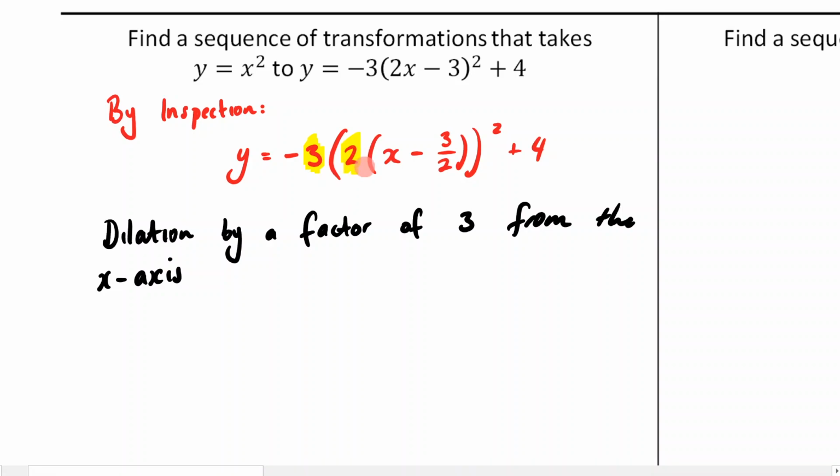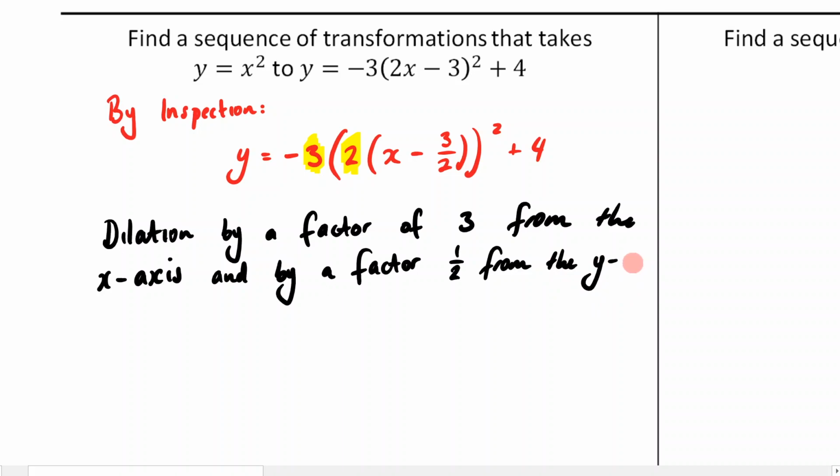And then what other dilations do we have happening here? Well, we have this 2. Now we have to be careful with this 2. And by a factor. Now, if it's 2 and it's inside our brackets here, so it's multiplying that x, we know it's going to be the reciprocal of that, and it's going to be from the y-axis. Perfect. So we have now described our dilations.